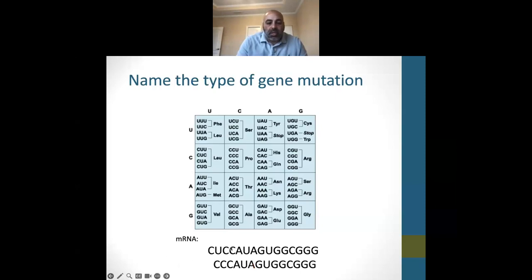Frame shift. This is a deletion. Because we delete like this U here, remember codons are threes. Everything downstream is changed. Once again, where this happens, if it's very end of protein, not severe. Very early on, severe. The entire protein is something else. So that's frame shift deletion.